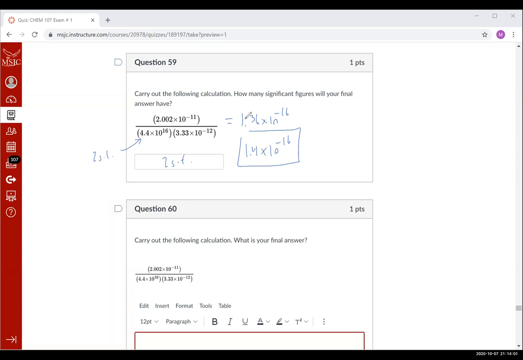Yes. Perfect. So let's keep going with this.